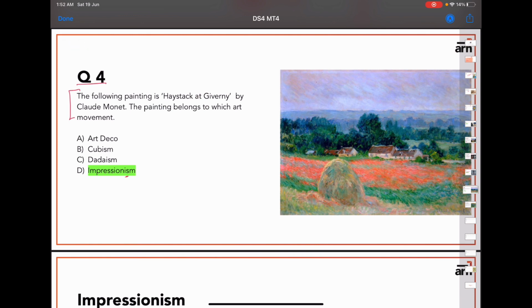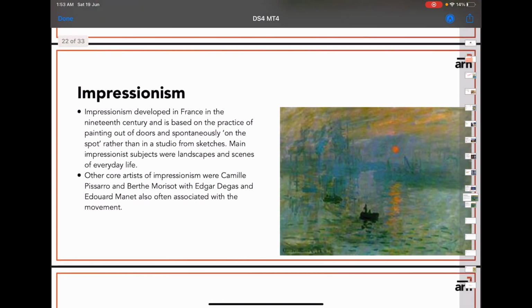So you were given a painting done by Claude Monet, and the painting is called Haystack at Giverny, and the question was: the painting belongs to which art movement? So the answer is Impressionism. Now, what is Impressionism? The word Impressionism actually derived from a painting, the literal name of which is Impression, Sunrise.